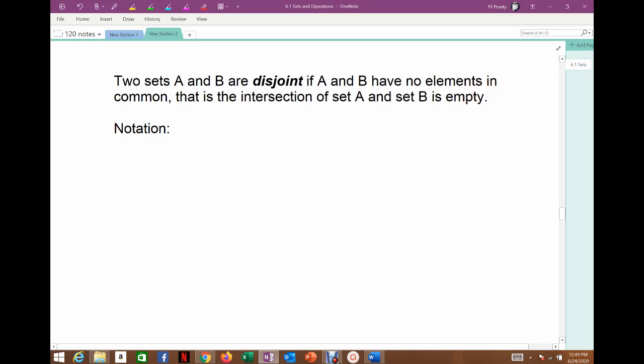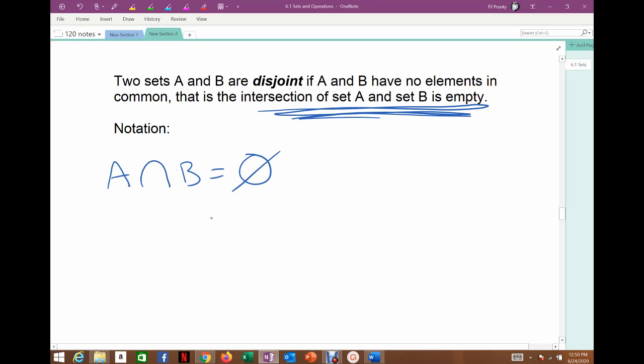Also, when we get to counting big sets, it's going to be nice when we have sets that are called disjoint. It's important that we can recognize them and understand what it means when we say set A and set B are disjoint. Disjoint sets have no elements in common, meaning the intersection is empty. There's nothing in the overlap. The notation for this would be A intersect B is the empty set.